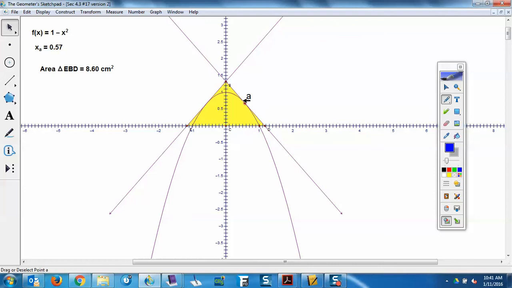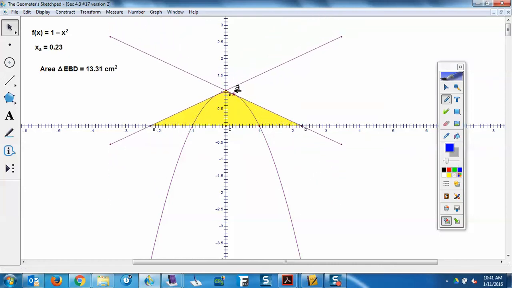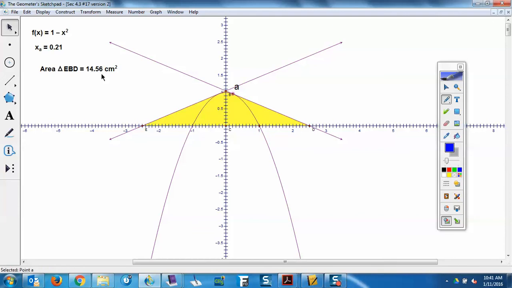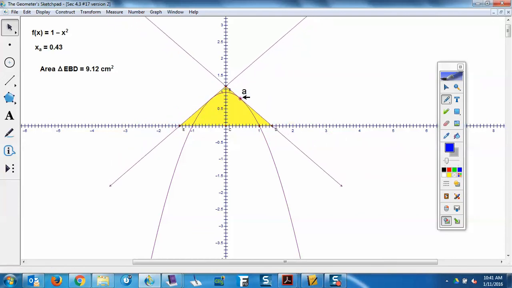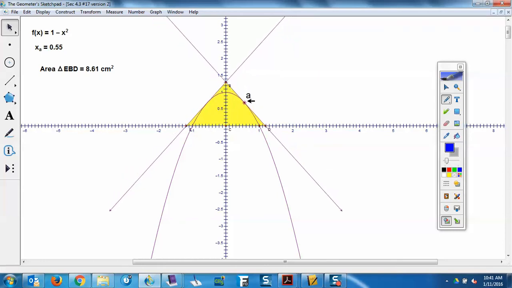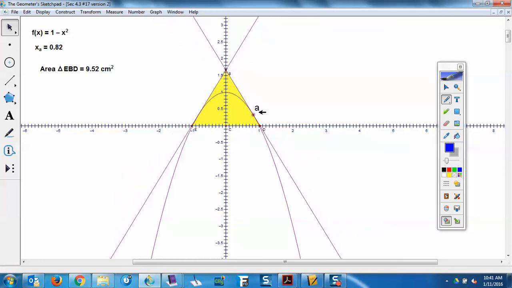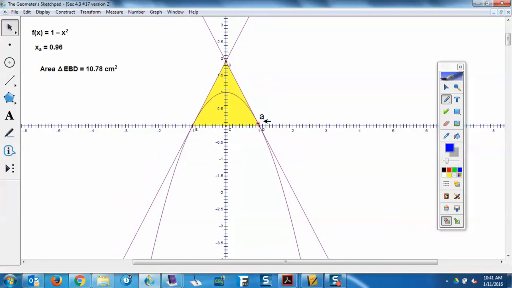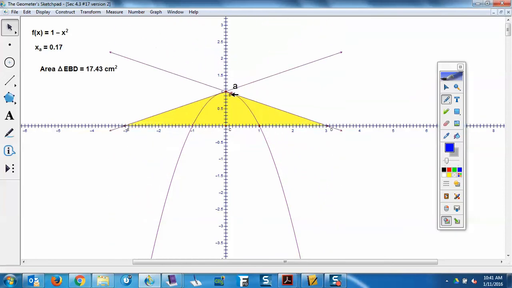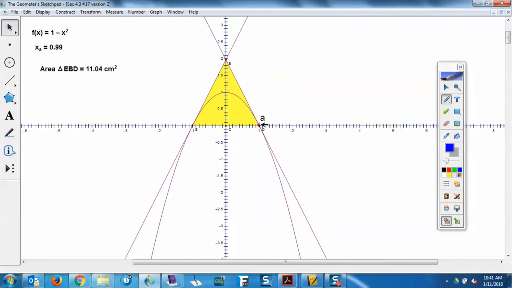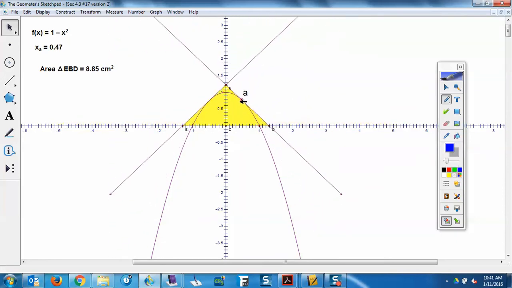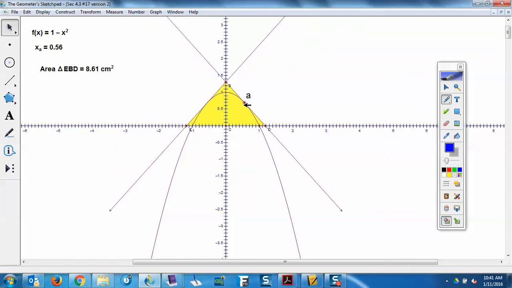So if you look at this, and this is what's nice about this program, I can look at the variations. See how the area is getting bigger here? 14 something. And as I slide this point down, the area is getting smaller. But then what happens? At some point, it starts getting bigger again. Right? This is what we're talking about. There are a series of triangles here. They're getting smaller and smaller until at some point on here it's the smallest.